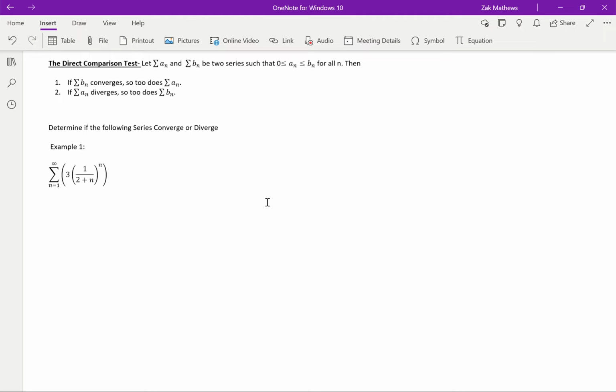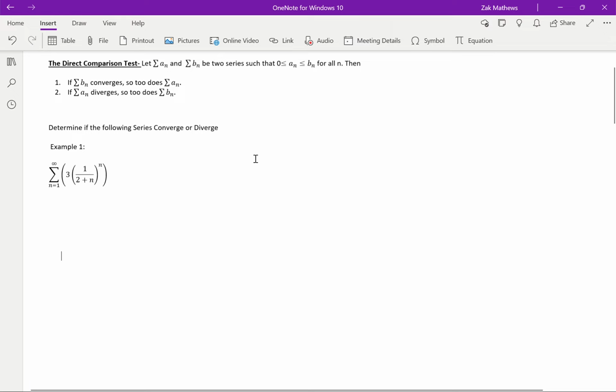Let the series an, bn be two series such that an is greater than or equal to 0 and bn is greater than or equal to an for all n. So notice we have the series, we were discussing the sequences being the inequalities here. Then, if we know that bn, the larger of the two sequences, converges, if we know that the series bn converges, so too does the series an. And if the smaller of the two sequences, an, if the series of that diverges, then so too does the series bn.